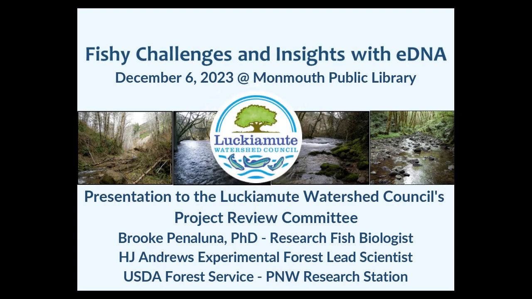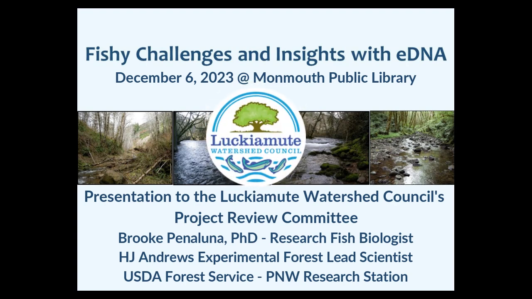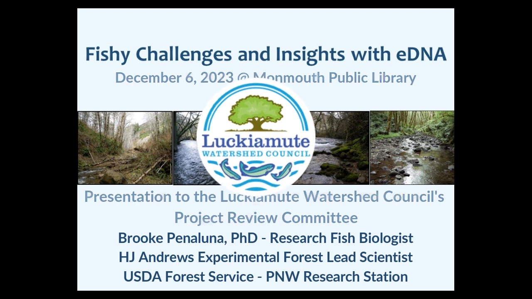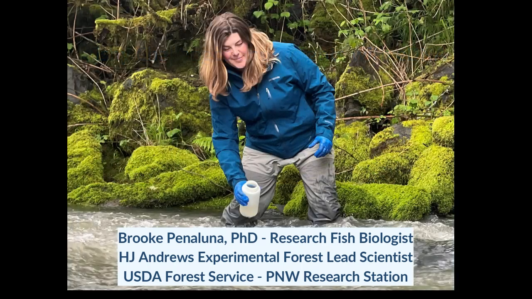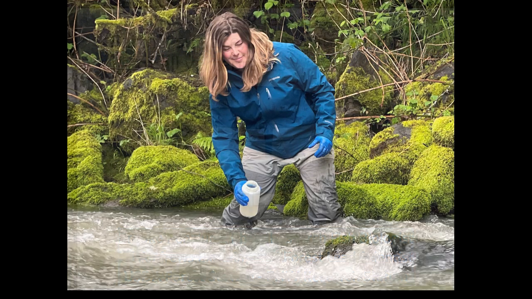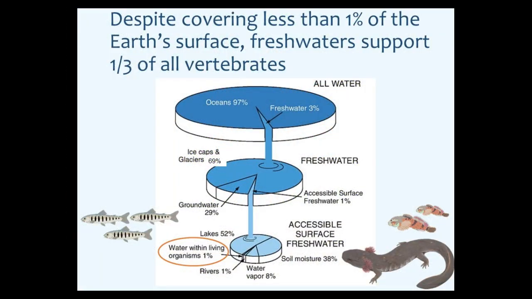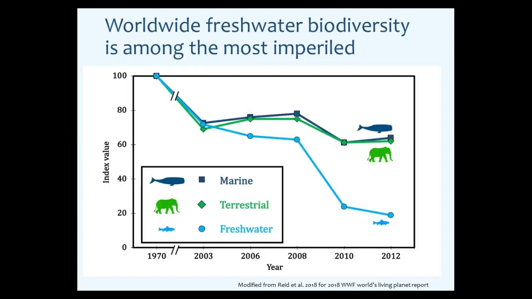So I wanted to start off by just thinking about freshwater ecosystems and our biodiversity. Our freshwaters in general make up only 1% of our Earth's surface, and yet we have 1/3 of all the vertebrates found within our freshwaters. And worldwide, freshwater biodiversity is among the most imperiled when you compare our three ecosystems.